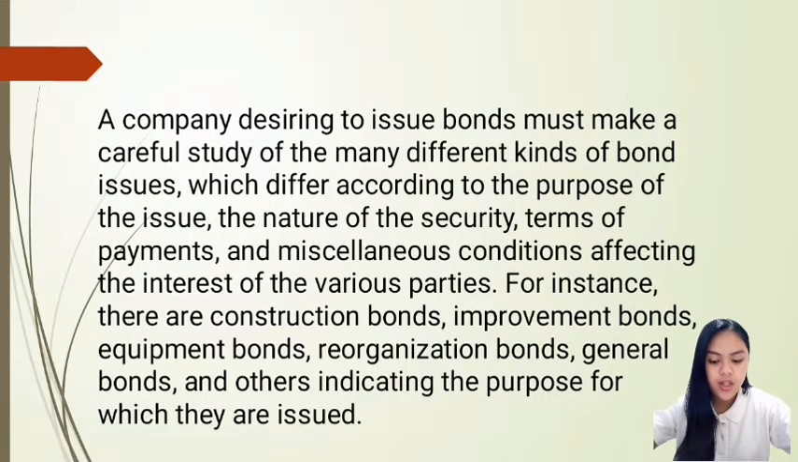A company desiring to issue bonds must make a careful study of the many different kinds of bond issues, which differ according to the purpose of the issue, the nature of the security, the terms of payment, and miscellaneous conditions affecting the interests of the various parties. For instance, there are construction bonds, improvement bonds, equipment bonds, reorganization bonds, general bonds, and others, indicating the purpose for which they are issued.